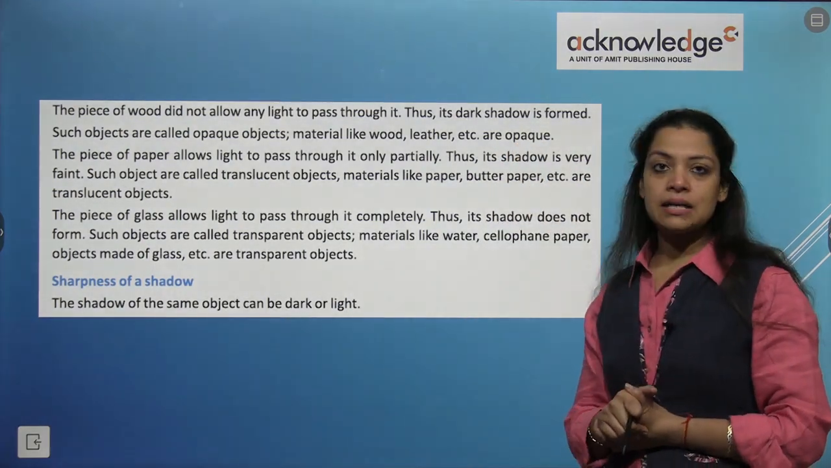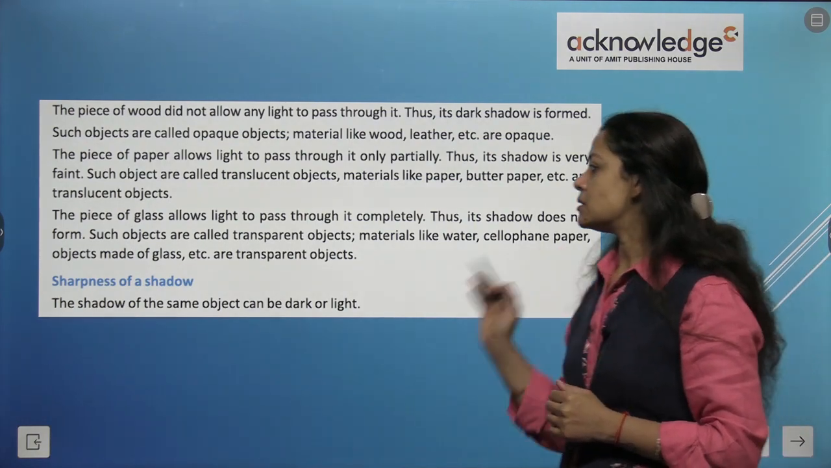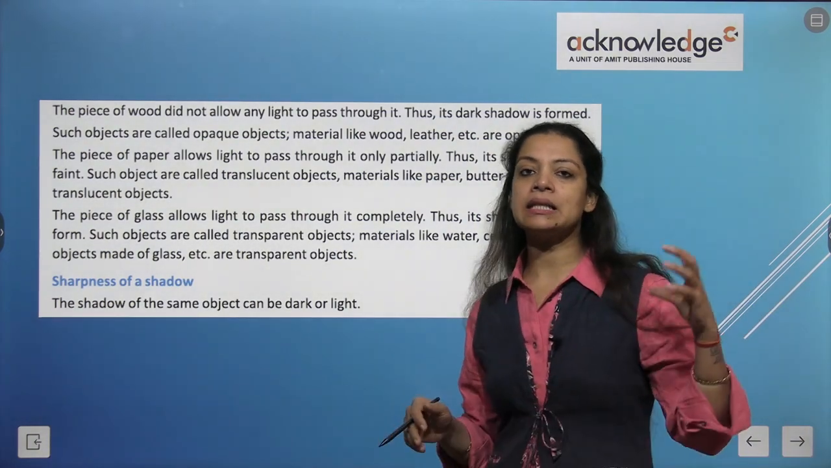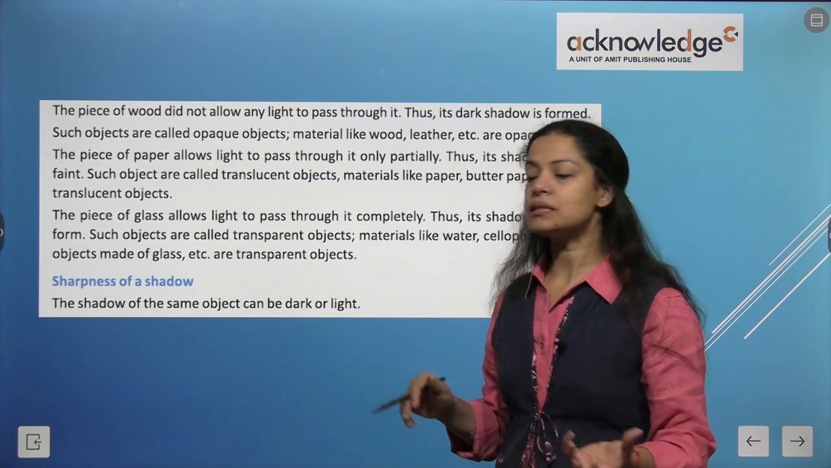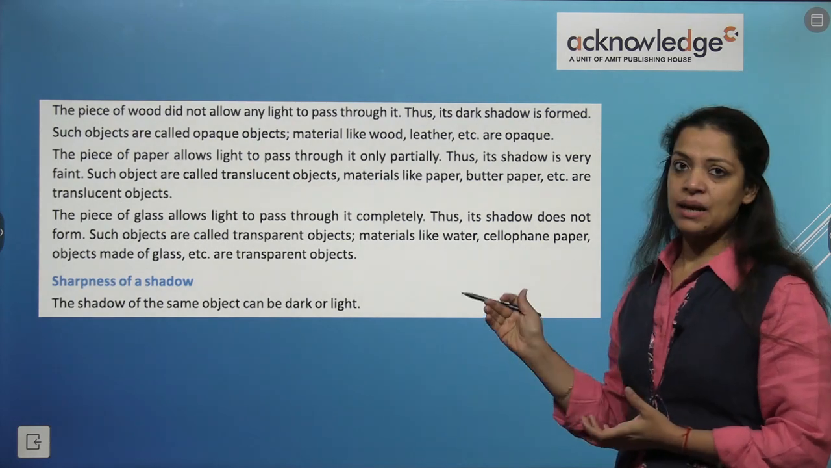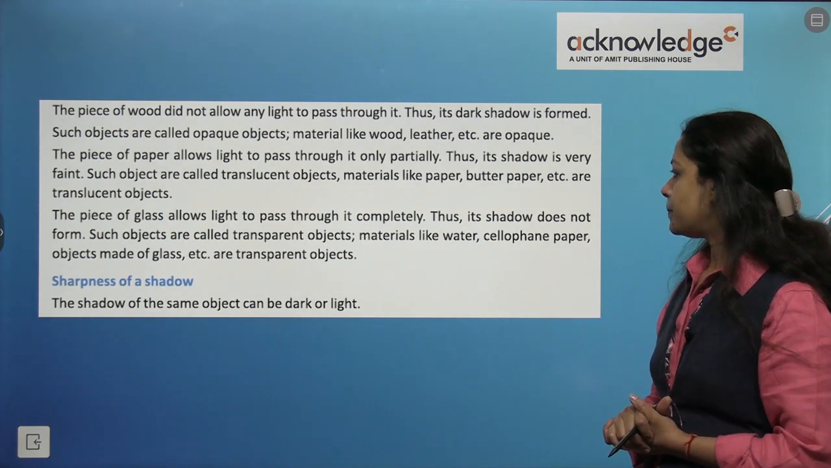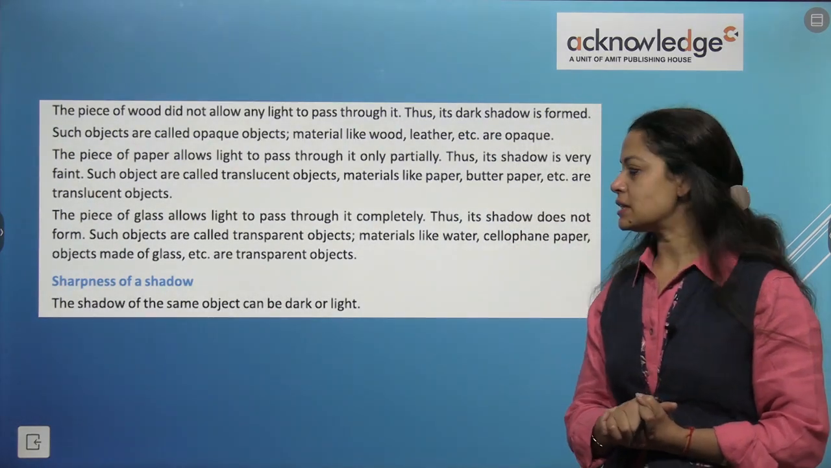The piece of glass allows light to pass through it completely, thus a shadow does not form. ठीक है, जिससे light pass हो जाती है, that is specially transparent, they do not cast shadow. Such objects are called transparent. Examples are water, cellophane paper, glass, and thin plastic sheets. So these all are transparent.